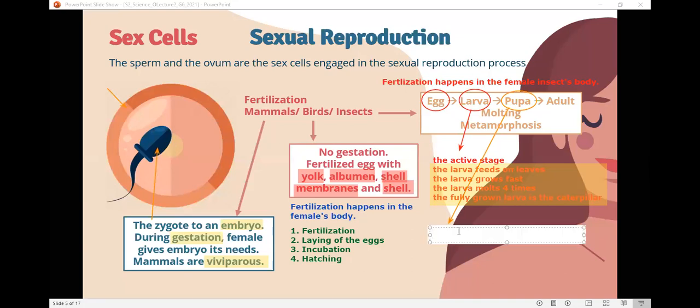The caterpillar is, let's say, a bit tired. It will go to the rest stage. It molts. First, it spins. What does it spin around its body? A cocoon. Excellent. The caterpillar spins a cocoon around its body.